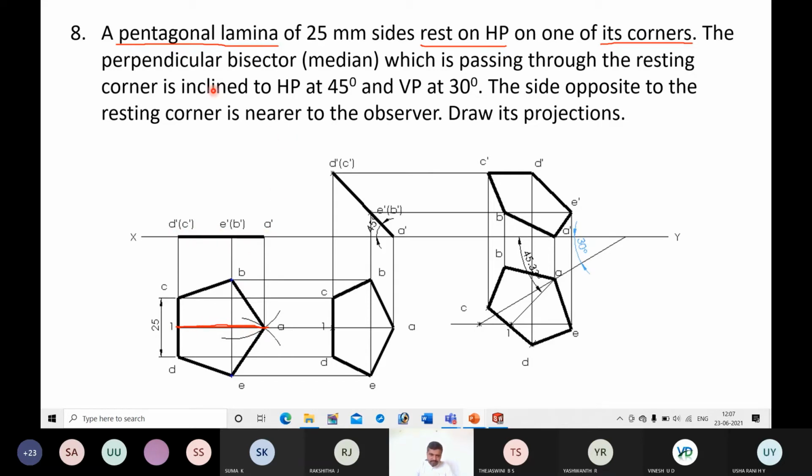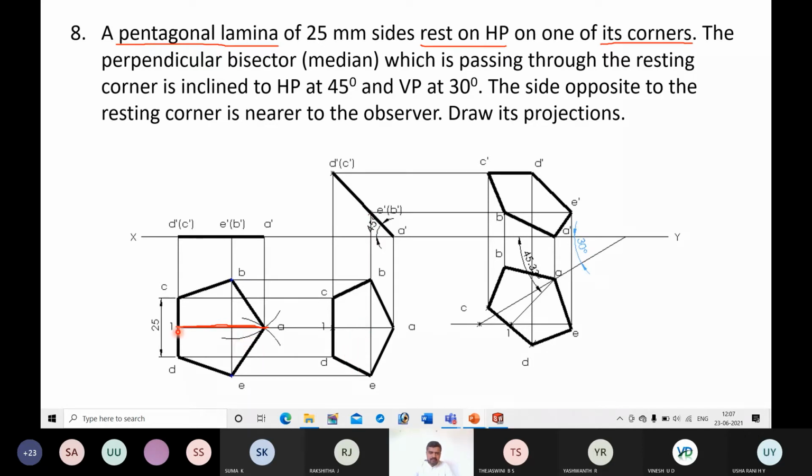Next, in order to make this perpendicular bisector inclined at 45 degree to HP, you should make this front view inclined at 45 degree. Then obviously this A1 also will be inclined at 45 degree. Next, project the points and get the second top view.